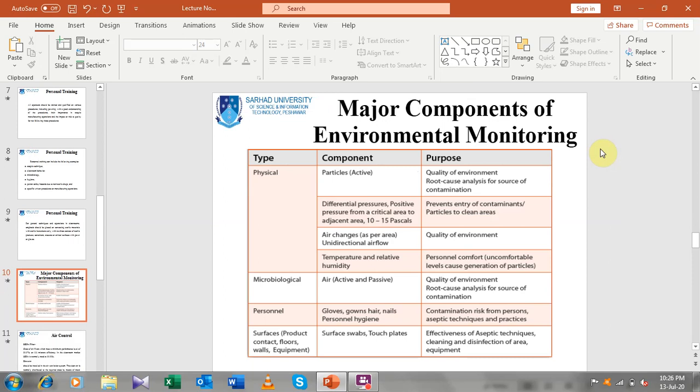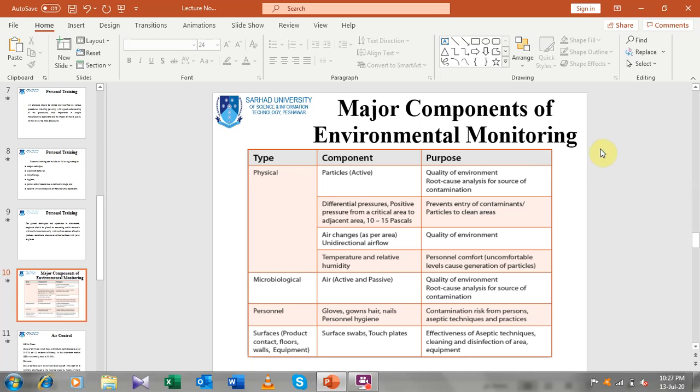You can see the major components of environmental monitoring. There are different types of components. You can see in the table that I mentioned the types: physical, microbiological, and personnel, and surfaces including the product contact, the floors, walls and equipment. These are the surfaces and components. For the physical type, the active components are particles and differential pressures: positive pressure from a critical area to an adjacent area, from 10 to 15 Pascal. There should be a difference between the two adjacent areas.